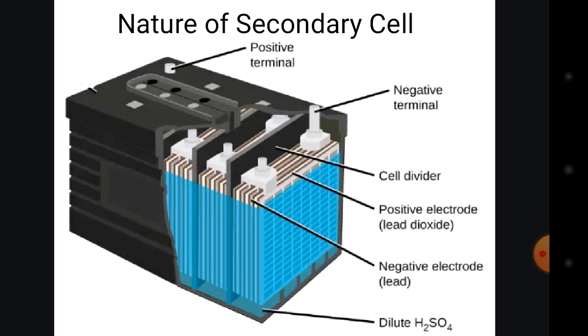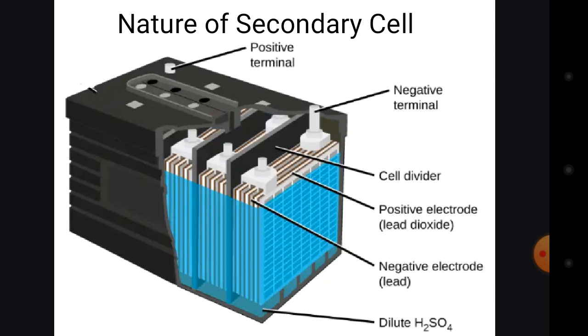So here we are to talk about the nature of the secondary cell. That is the one that is rechargeable. It can be recharged. So this is the nature of it, and also the labeling and the diagram of it. As you are seeing here, we have two terminals, the positive terminal and the negative terminal. It is there in the diagram. And also the divider divides the positive electrode and the negative electrode.